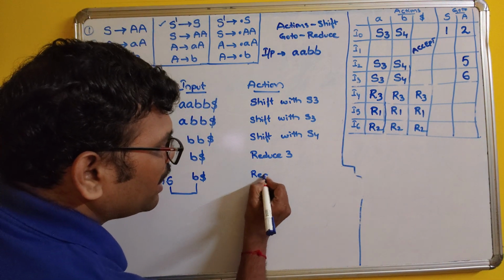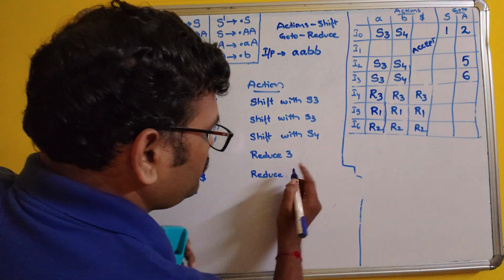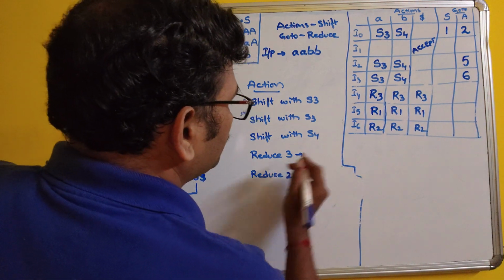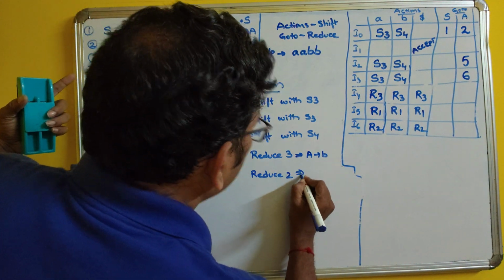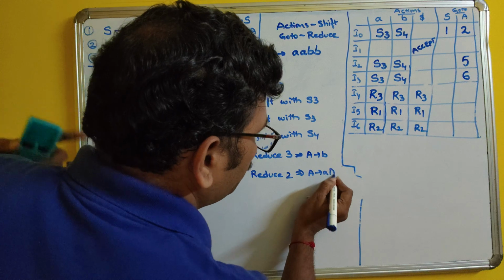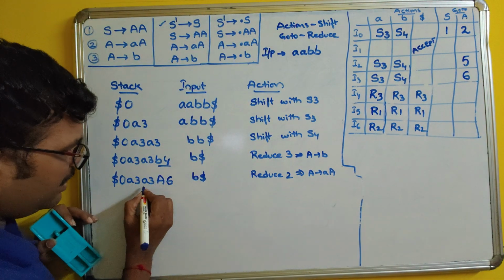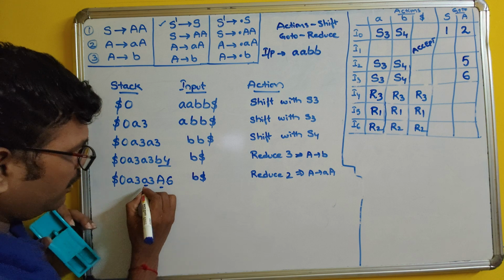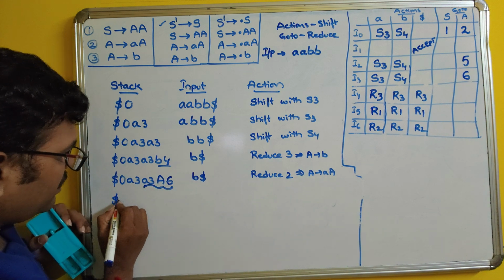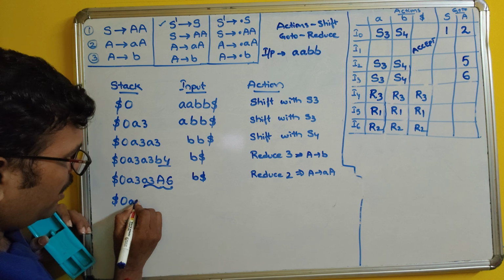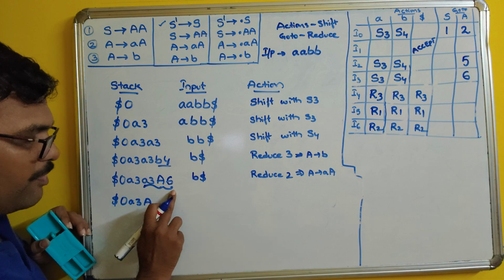Now again we have to go with the reduce 2. Reduce 2. So this is nothing but A tends to B, and this is nothing but A tends to small a capital A. Now you can observe here, forget about the states, it is small a capital A. So everything can be replaced with this particular A. So what happens here? 0, A, 3, capital A. This complete is replaced with A.